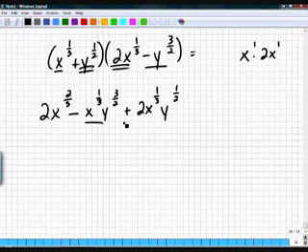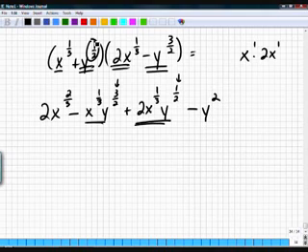Are these like terms? Why are they not? The y to the 3/2 and y to the 1/2. The 2's fine. You can combine it because of the 2, but the variables are not identical. If this is x to the 1/3, y to the 1/2, and this is x to the 1/3, y to the 1/2, yeah, you can put those together, but not the way they are. So the last one, positive times a negative, will be a negative y to the 2nd power, because 1/2 and 3/2 is 4/2, which is 2.